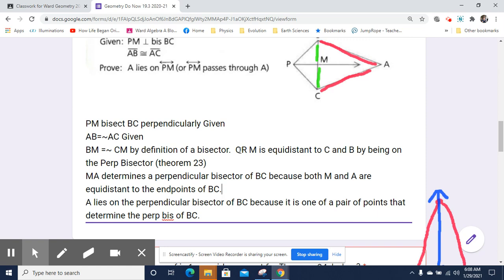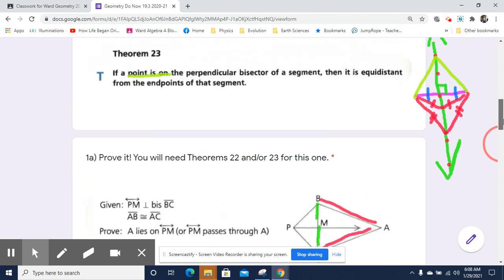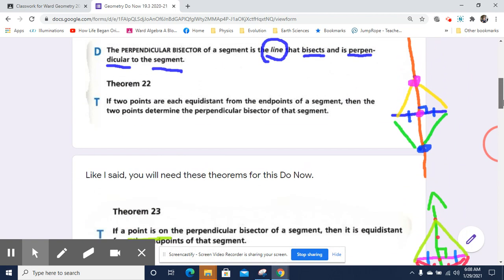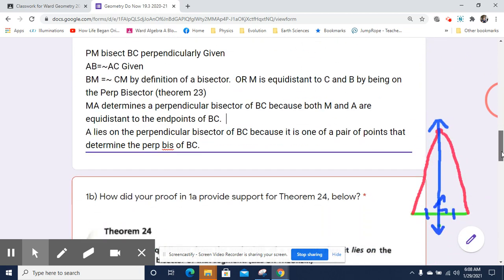Okay, and then we also know that this one here, MA, determines a perpendicular bisector because both M and A are equidistant. So we can add that is theorem 22. If two points are each equidistant, then they determine the perpendicular bisector. So that is just a statement of theorem 22. No, not 23, 22.